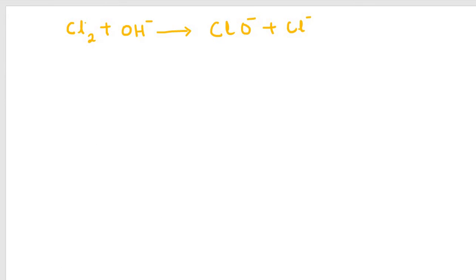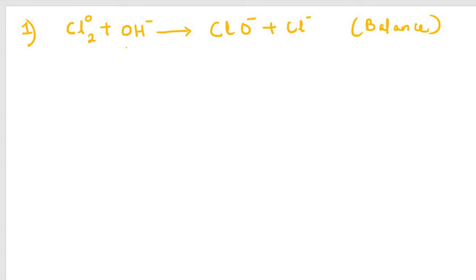Let us take an example. The given example is Cl2 plus OH minus gives ClO minus plus Cl minus. We have to balance this reaction. Now the first rule is, we have to find out the oxidation number and identify which one is undergoing oxidation and which one is undergoing reduction. So in this case you can see Cl2, it will be 0.